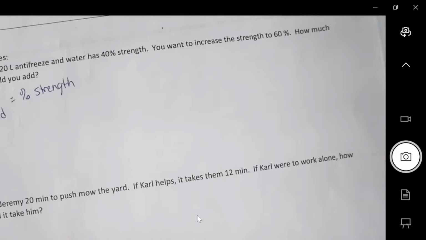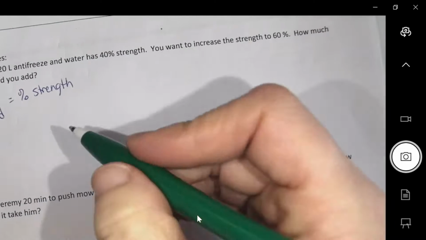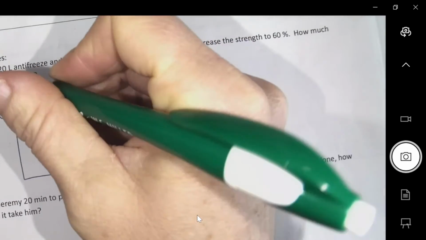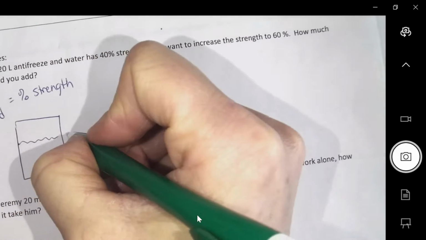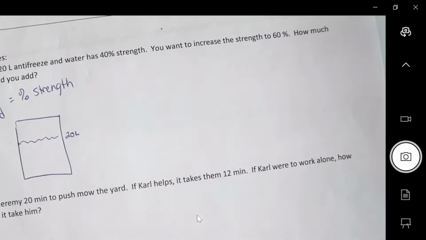So the chemical that's in there divided by the entire fluid is how strong something would be. So it'd be 40% of a ton? Okay, so I'm going to draw a jug. So that's my jug. Right now, it's got 20 liters. And inside of it right now, it is 40% strong.